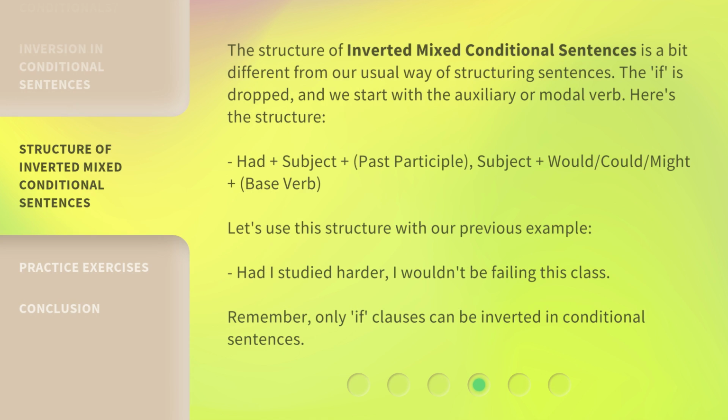The structure of inverted mixed conditional sentences is a bit different from our usual way of structuring sentences. The if is dropped, and we start with the auxiliary or modal verb. Here's the structure. Had plus subject plus past participle, subject plus would, could, might plus base verb.